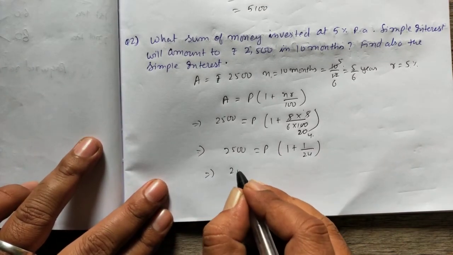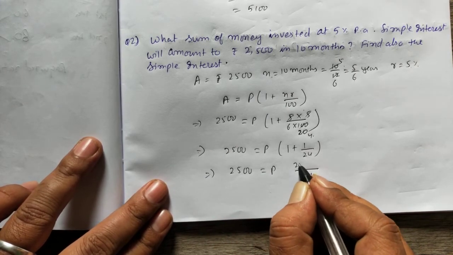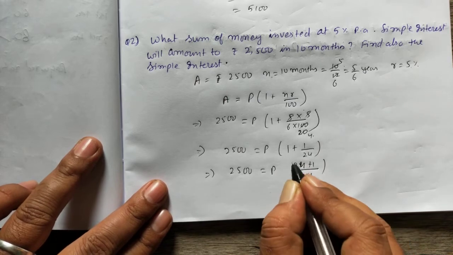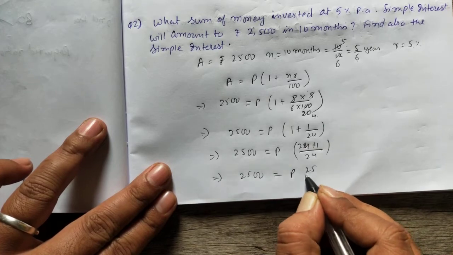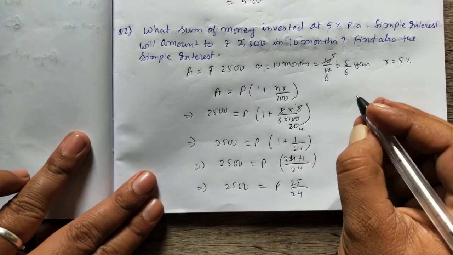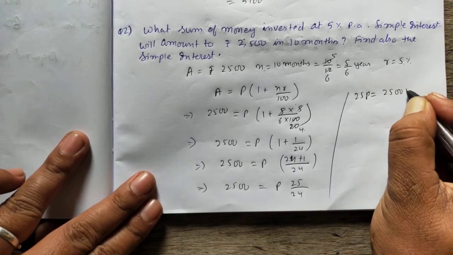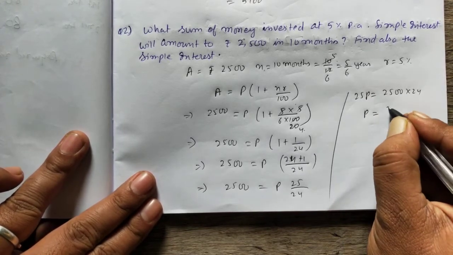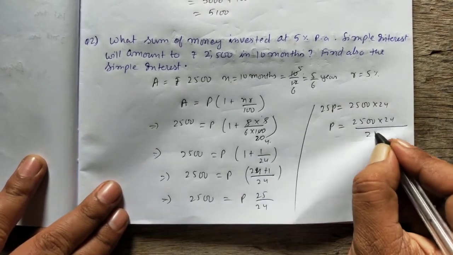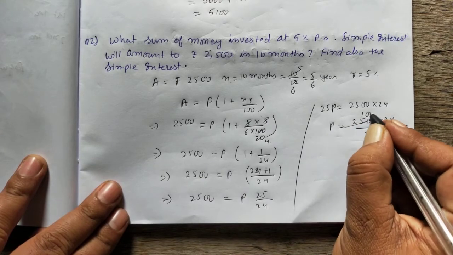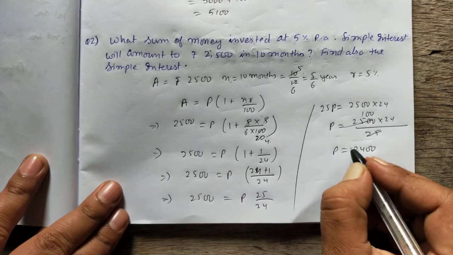Take the LCM. LCM is 24. 24 plus 1 will be 25 by 24. If you cross multiply, 25P will be equal to 2500 into 24. So P will be 2500 into 24 divided by 25. This 25 comes down, 25 one time. So principal is 2400. So we got the principal.